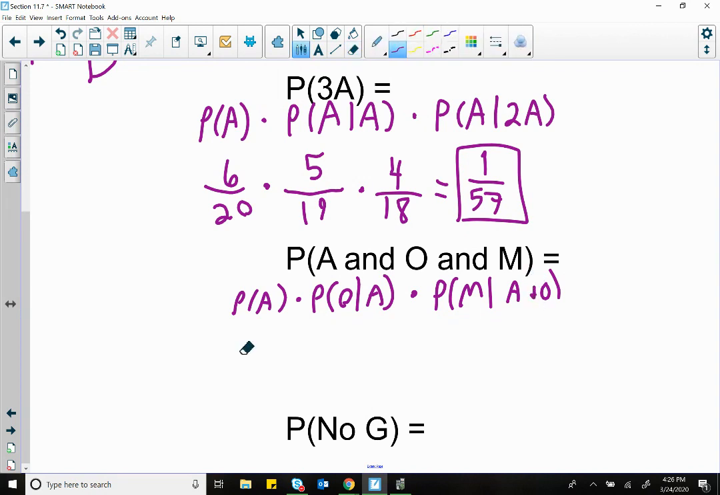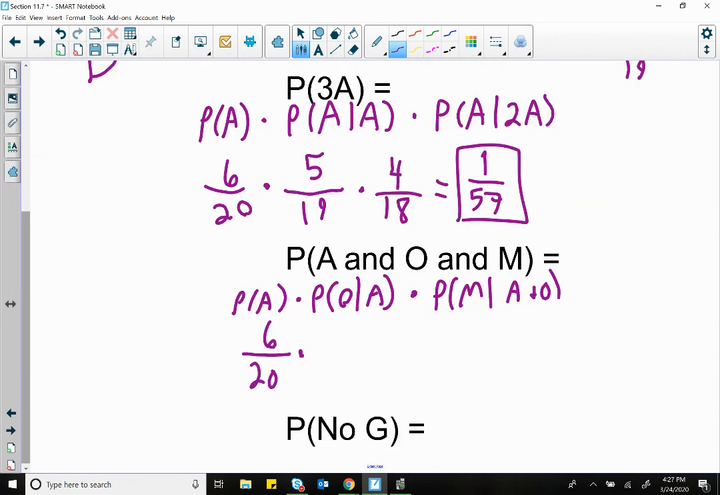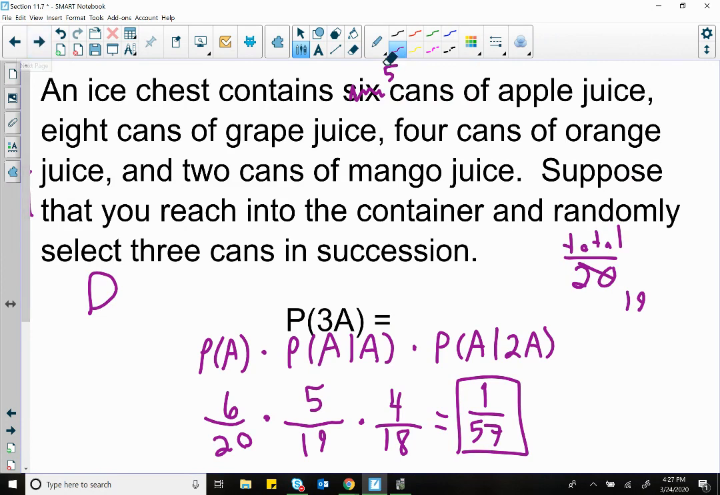So what's the probability of an apple? Well, we already know that, 6 out of 20, times, okay? So this 6 is now 5. The 20 is now 19. Well, how many oranges are there now? Well, there are 4 cans of oranges, okay? So that will be 4 out of 19 times, okay, let's do some adjusting again, just like what we did.